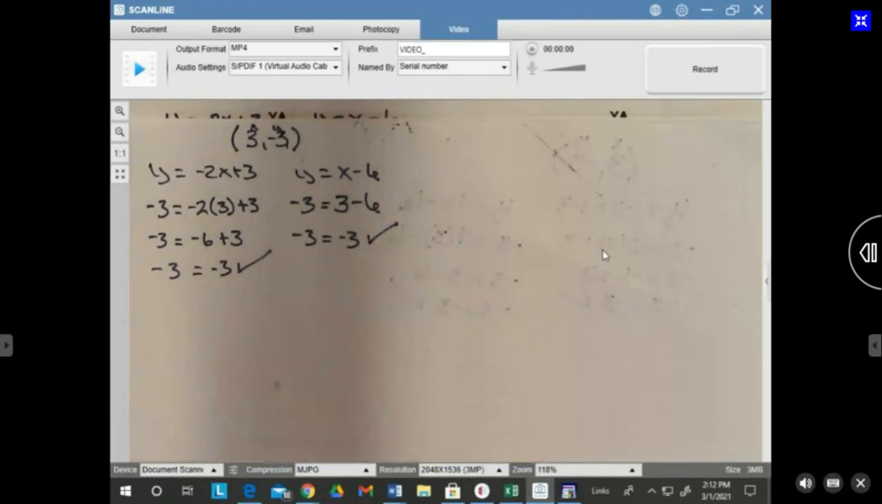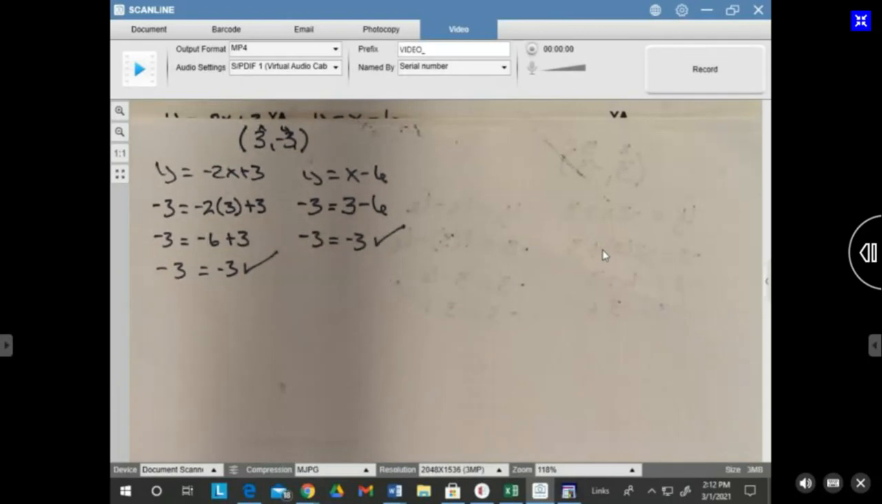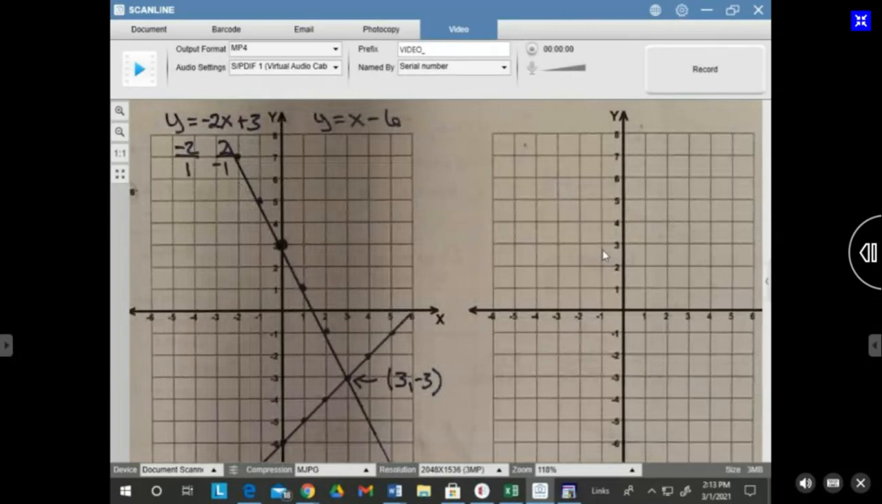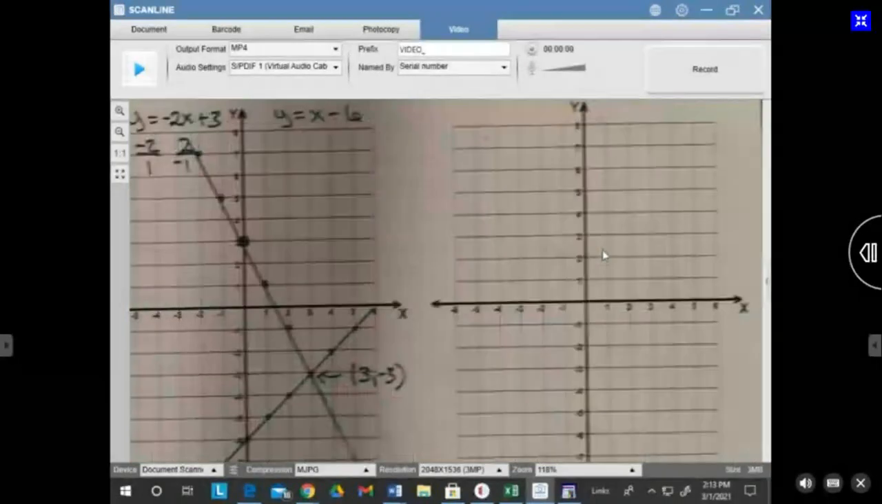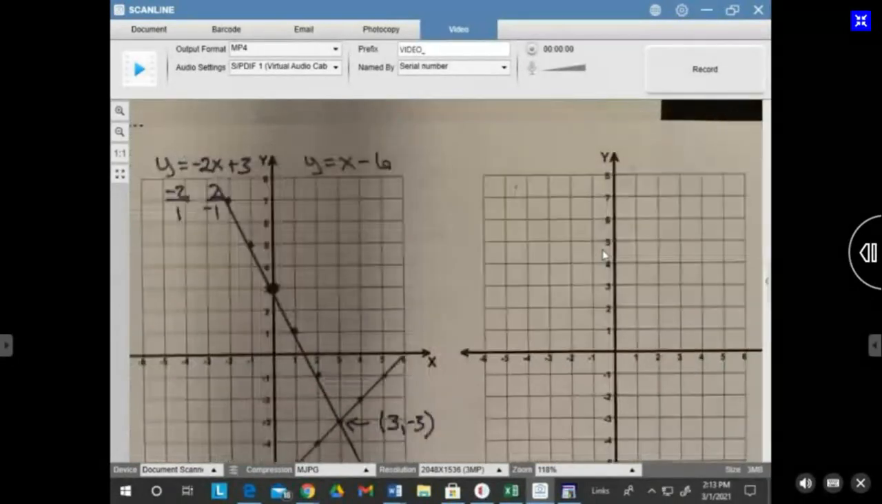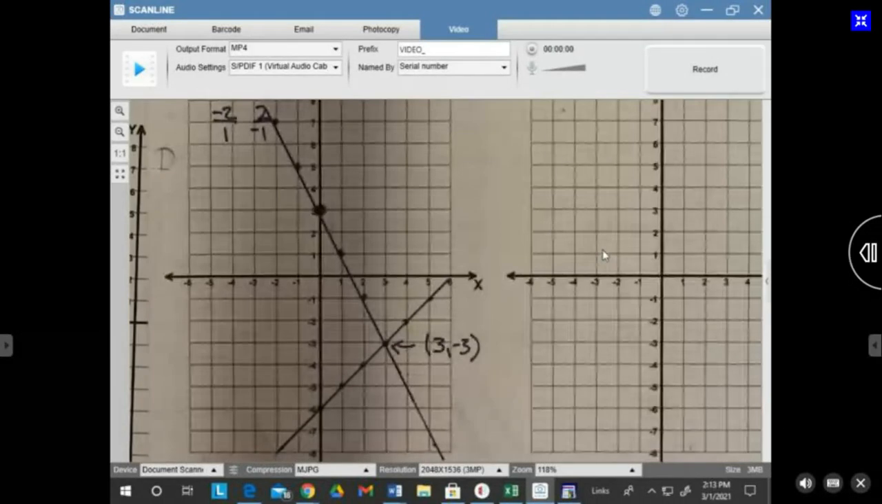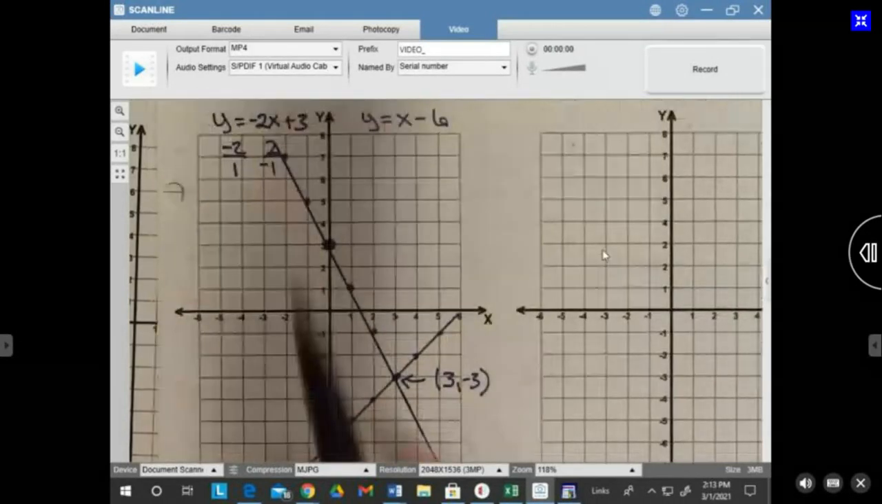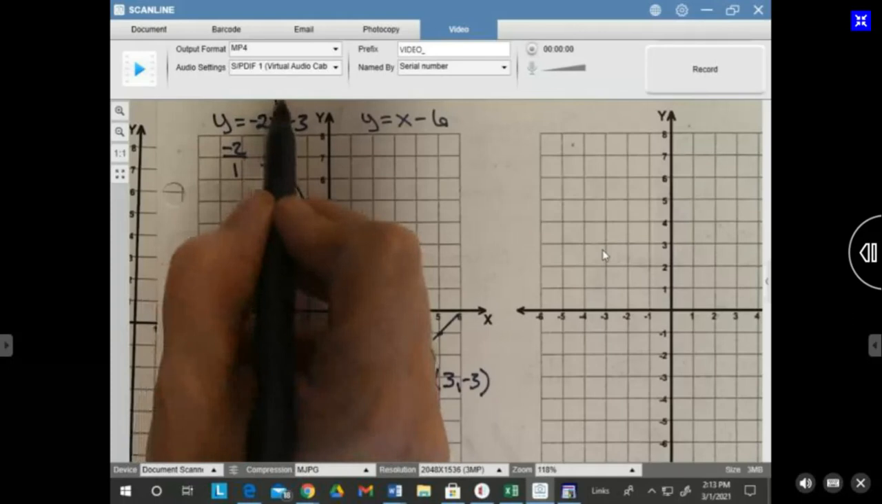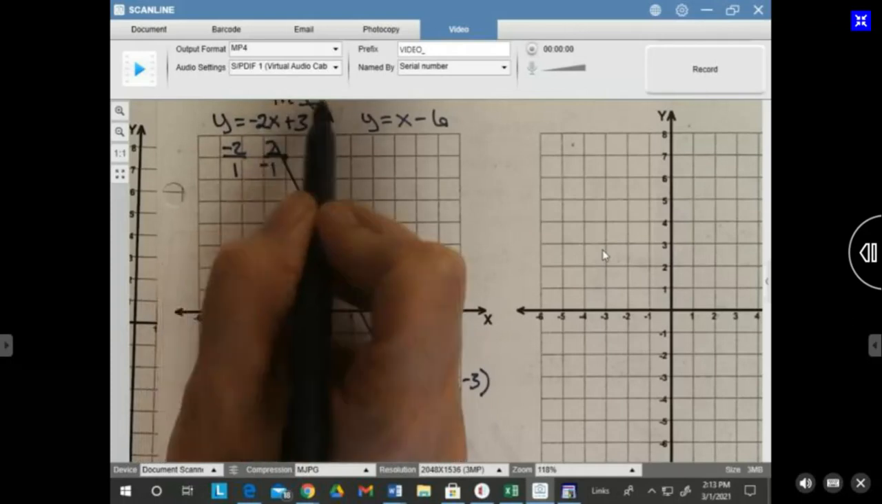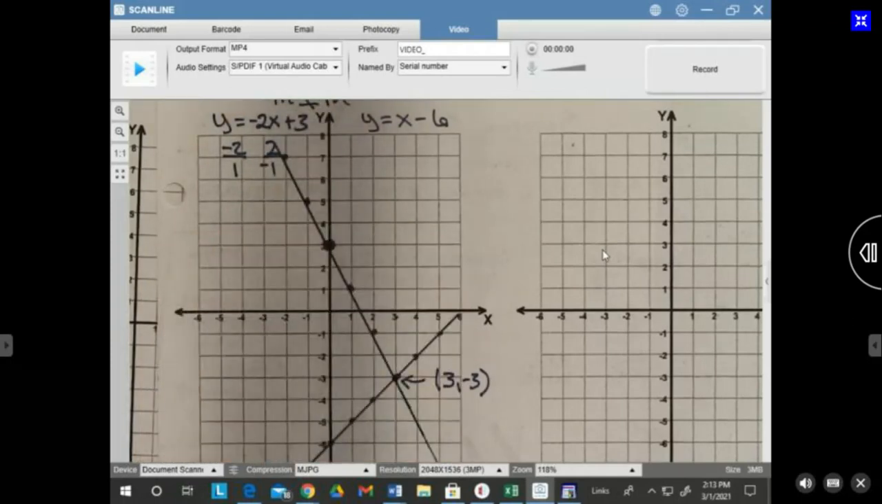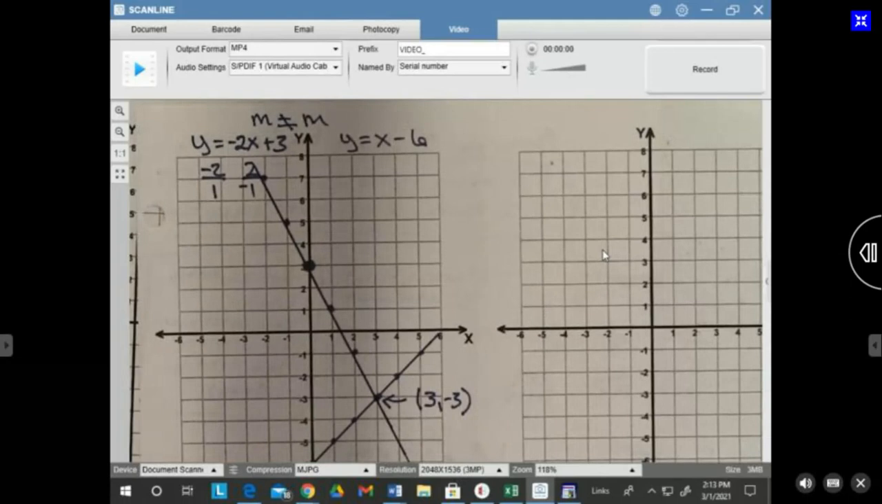That is one of the really cool things about Friday's test. You will be able to check every answer and be 100% certain that you've turned in a 100. By the way, you knew that it was just one solution because they had 2 different slopes. m does not equal m, right? My slopes are not the same. I will have one solution.